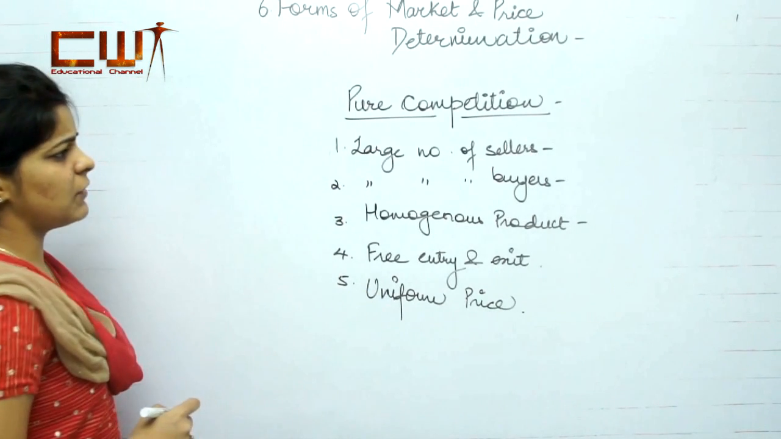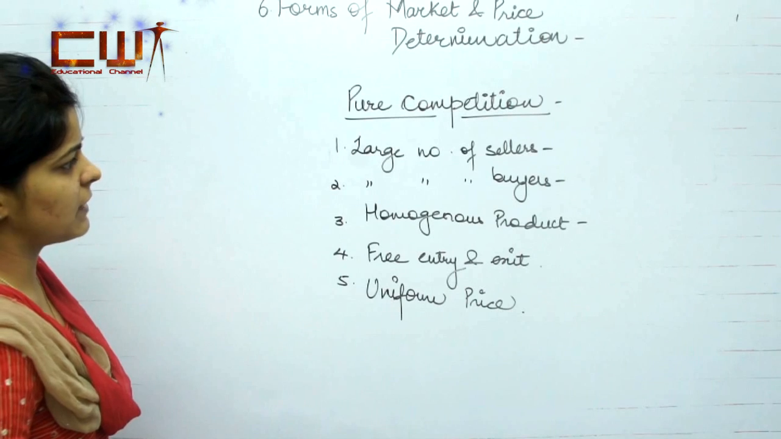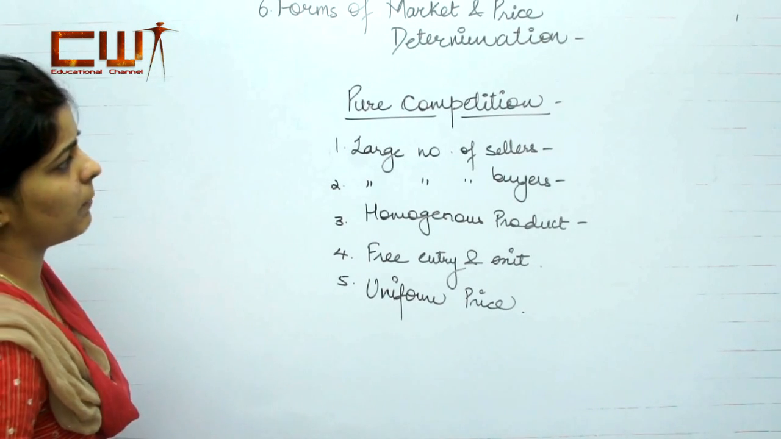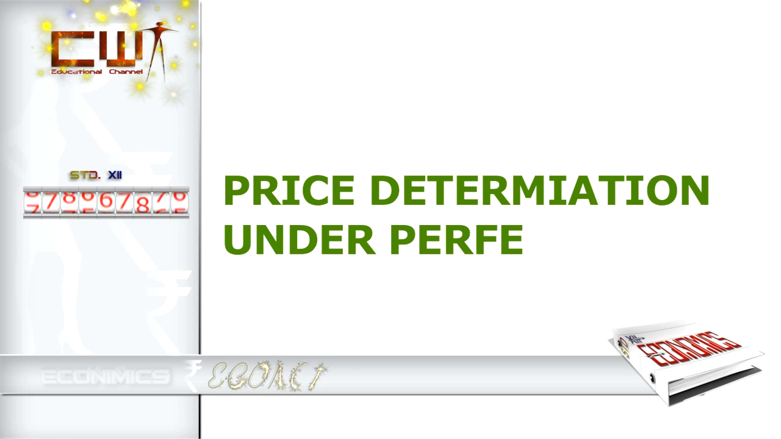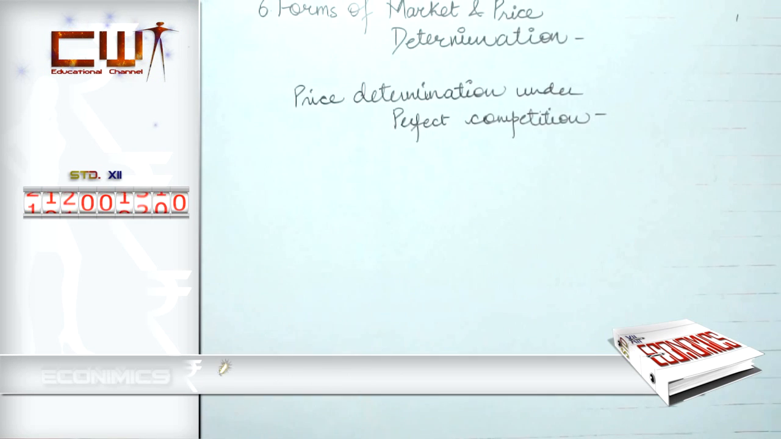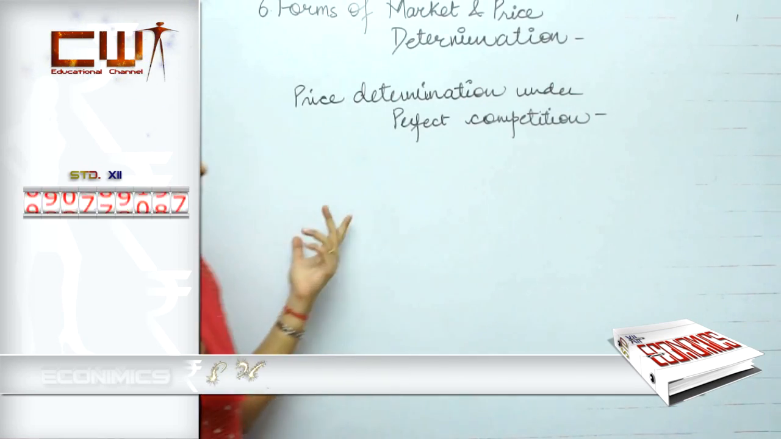It carries the same features as perfect competition, but it is slightly different. In a very advanced stage, you will study how pure and perfect competition are a little different. Now we will study price determination under perfect competition. Under perfect competition, there exists a single price in the entire market, and this price is known as the equilibrium price.